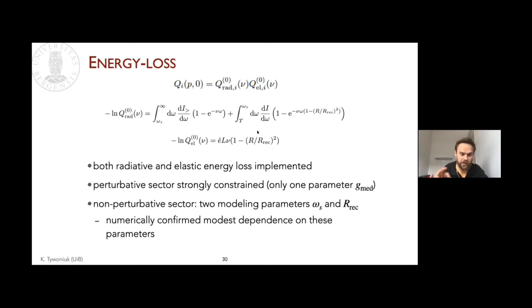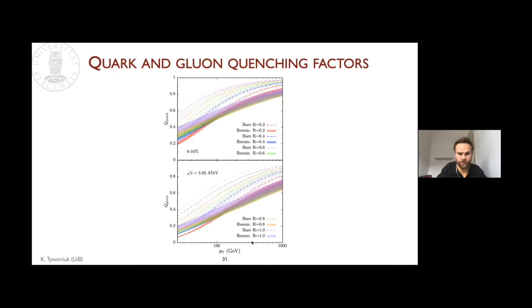So in other words, we have in the perturbative sector only one parameter, which is g_med. The temperature and everything else is sampled from the medium, as are the path lengths. And there's only one parameter, which is the coupling of the jet to the medium, or of the fast parton to the medium, g_med. And in the non-perturbative sector, we have two modeling parameters. We can choose this modeling parameter omega s, and so we varied it, and also this recovery angle R. And we numerically confirmed that, within good estimations, they don't really matter much. So we can come back to that.